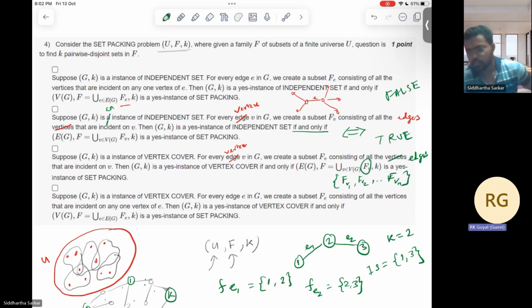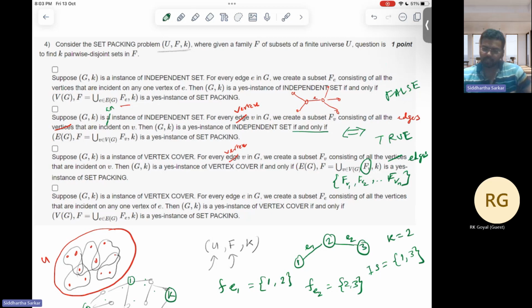Okay. So now this G comma K is a vertex cover of size K. So there are K vertices covering all the edges. If we have K vertices covering all the edges, and if I create the different families, then since all the edges have been covered by these vertices, it won't be possible to find mutually disjoint sets in F. So this is false.